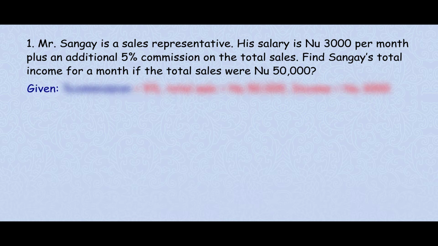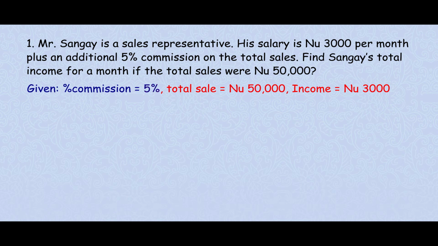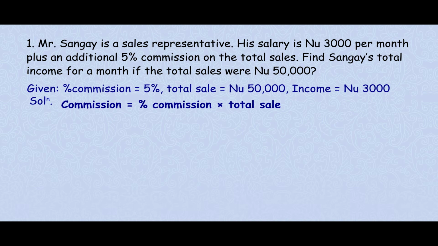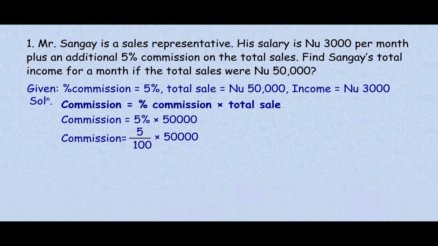The percentage of commission given is 5%. Total sale is equal to Nu 50,000 and your income, that is a salary, is Nu 3,000. Then commission is equal to percentage of commission times total sale. Commission is equal to 5% of what? 5% of your sale. So that is 5% times 50,000. Commission is equal to 5 over 100 times 50,000. You will get commission is equal to Nu 2,500.